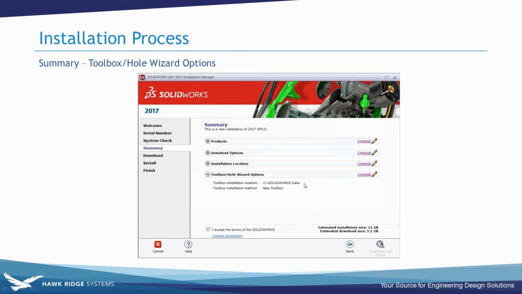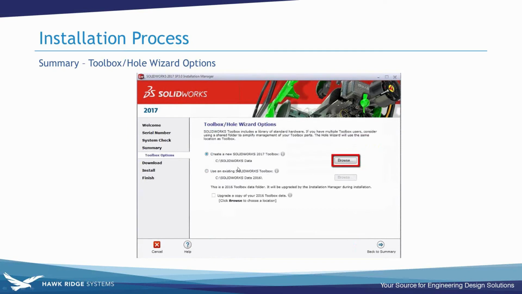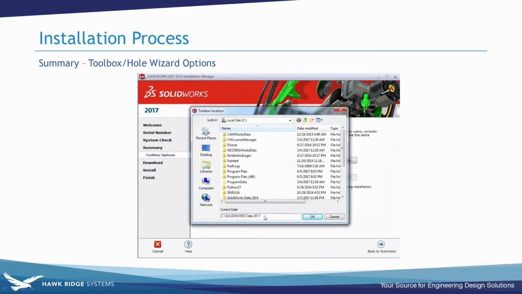We'll go back to summary, and we'll look at the toolbox / full wizard options installation location. This will do something similar to that SolidWorks Corp folder. We want to select change, and we have the opportunity to change the name of that SolidWorks data folder if we select browse. We can also add that 2017 extension so that it'll read SolidWorks Data 2017. If you have multiple installations of SolidWorks, and you don't change the name of the folder, you might end up with a folder named SolidWorks Data (2), and we won't know what version it correlates to if you have multiple SolidWorks data folders.